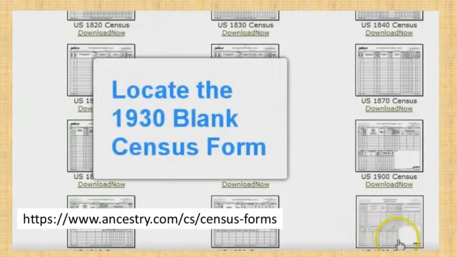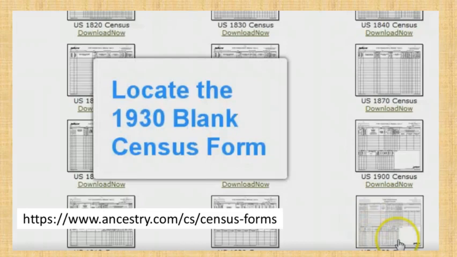And the next step in the building of a profile seems again very simple. But let's locate a 1930 blank census form. So I've included the link here and down below to where you can get the blank census forms from Ancestry.com. And this might be a simple process, and you might say, well, I've got a copy. I can actually print the census.